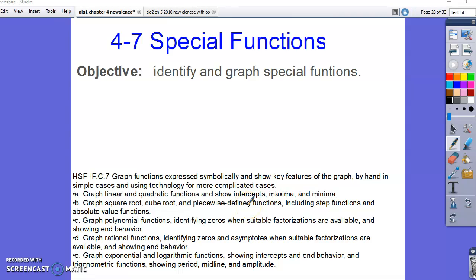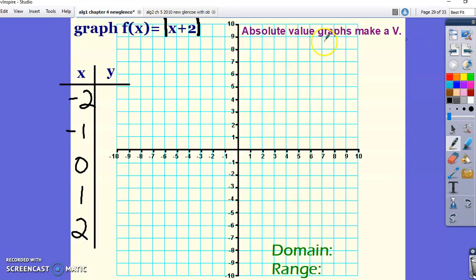Okay, we're going to learn about special functions, section 4.7. The one we're going to talk about today is absolute value graphs. So let's get started with how they look. The absolute value bars will give it away, and you can always replace the f of x with y. Remember, we talked about that this year.